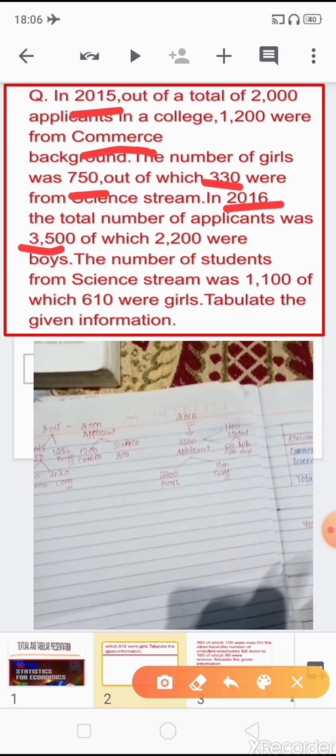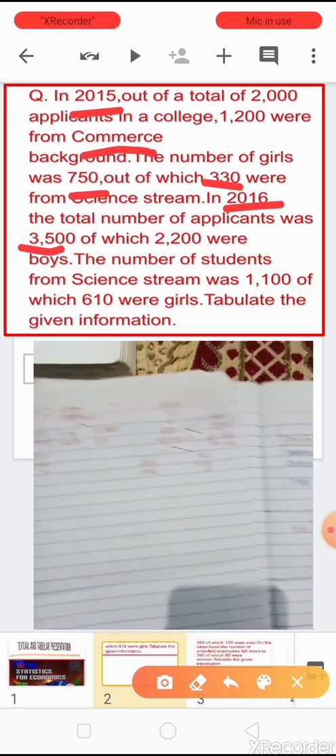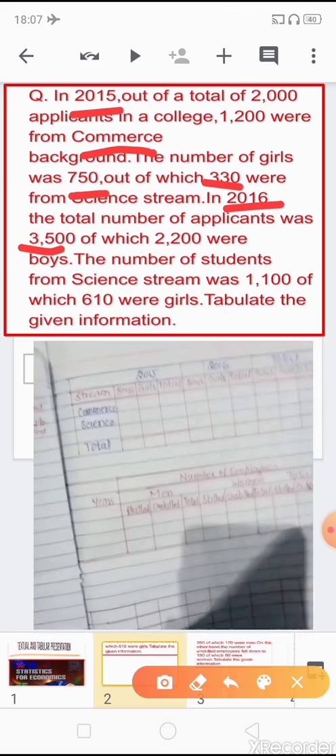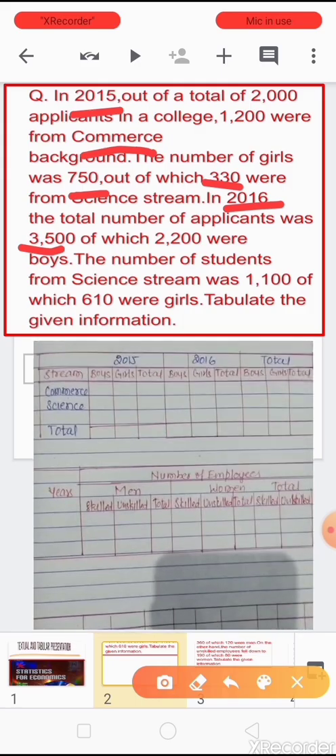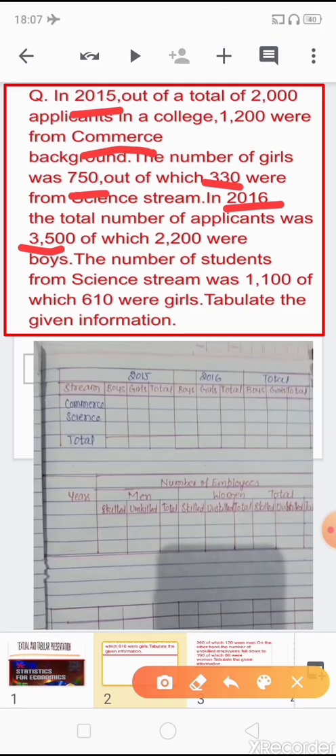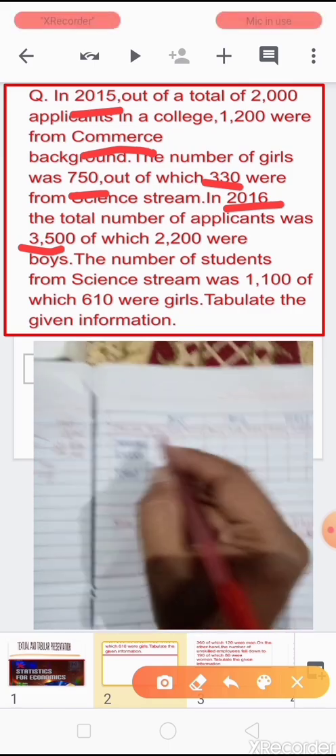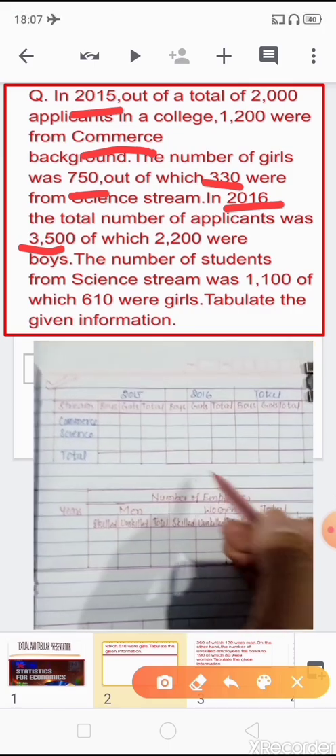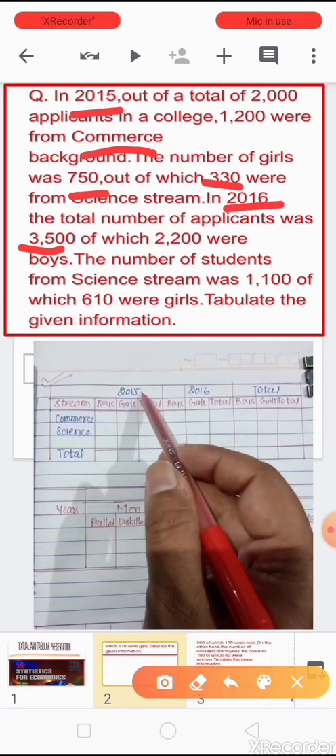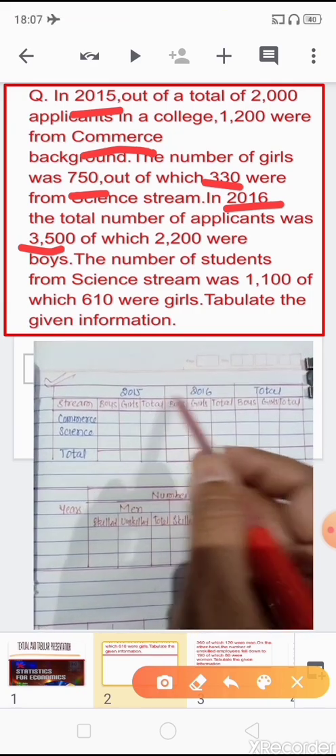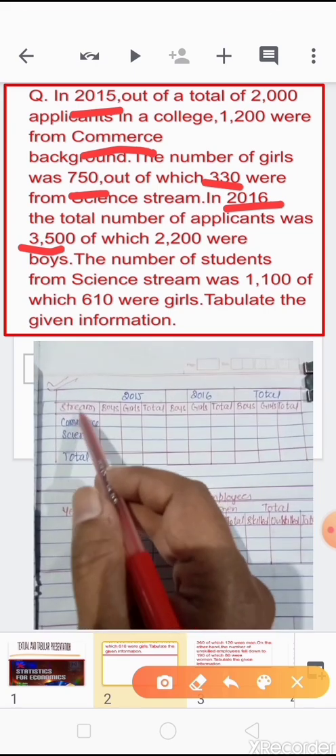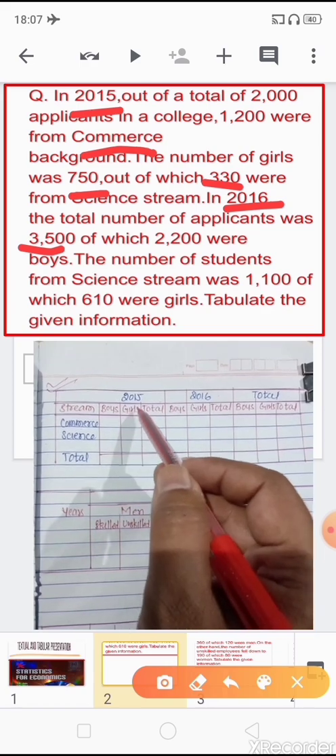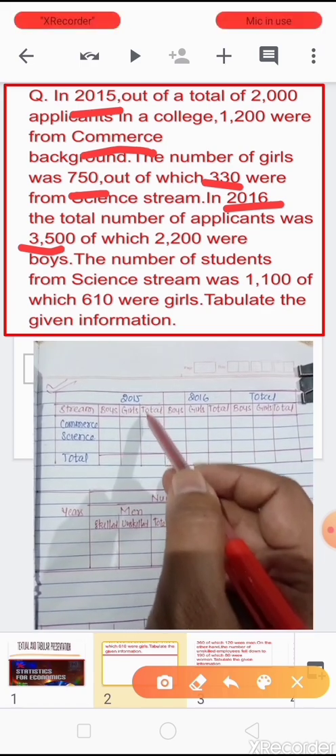We have to tabulate this information in the given form. So children, we are going to read the statement again. This is basically the format I made, and this is the question we are going to solve. This is called your caption head. This is called your column head. This is called your stub. These are the first sub-heads of the caption head, or you can say columns.